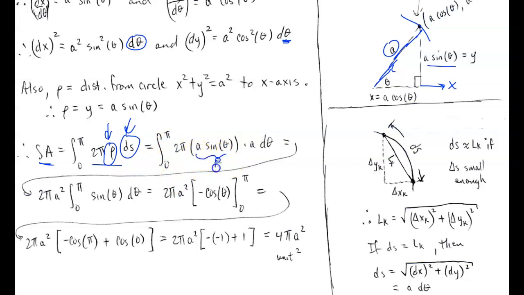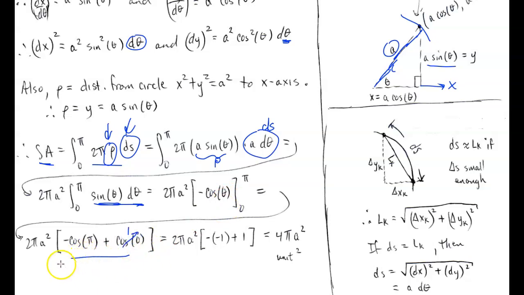Remember, this is your rho, or the distance from the element that you're trying to rotate and the axis of rotation. And of course, this part is your ds. So now we just take all that information and we just integrate. Of course, our a is a constant, 2 pi is a constant, this a is a constant. So all we have to do is take the antiderivative of sine, which is minus cosine, and we evaluate that from 0 to pi. Of course, plug in pi for theta, minus plug in 0 for theta, and we see that we get this outcome here.